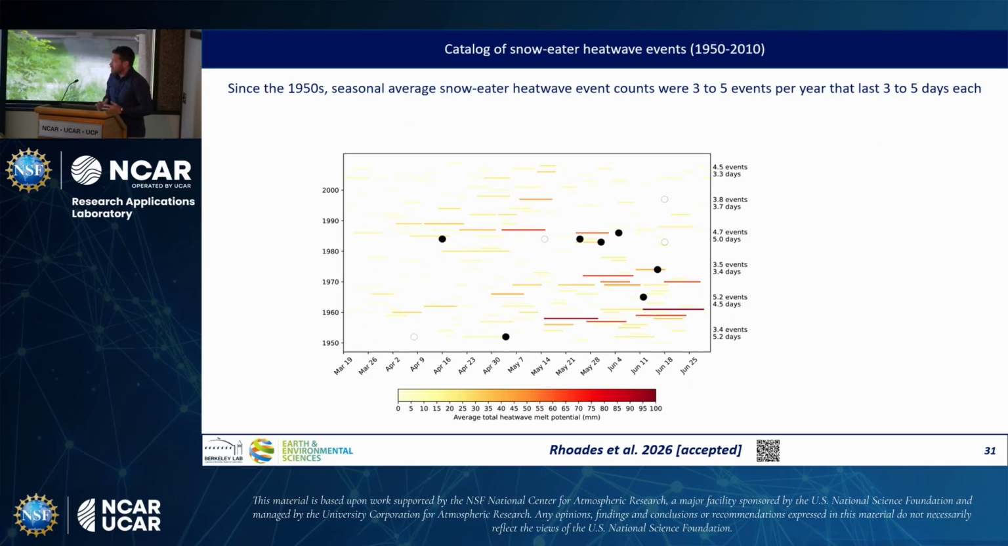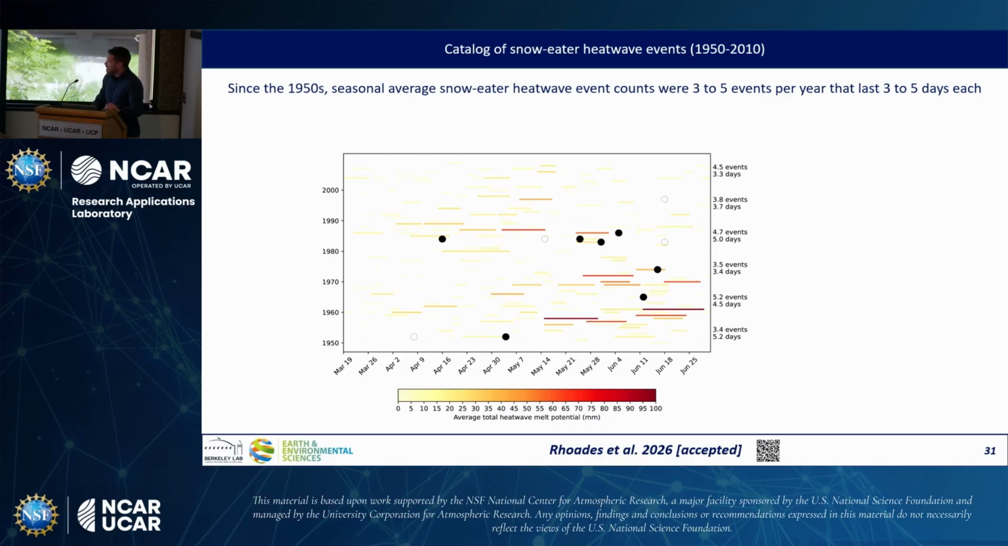So another way to look at this is we also went back to, because we used the 20th century reanalysis, you can go all the way back to the 1850s, or in this case, 1950s. Each year is represented as a row in this plot, and each day from March 19th through July 1st is shown on the x-axis. This shows days when a snow heat wave event was identified, and the more red the event, the stronger the snowmelt potential we estimated. We generally found about 3 to 5 events per year that last about 3 to 5 days per event.